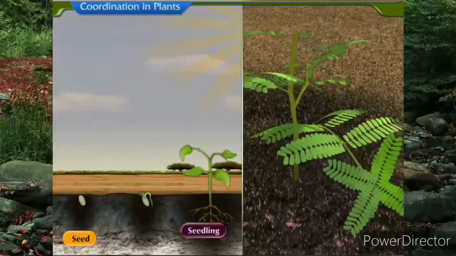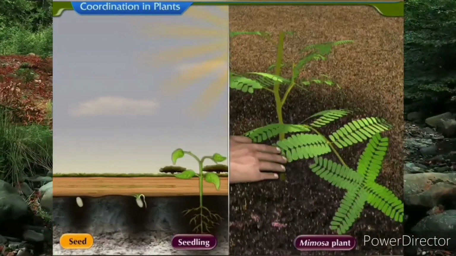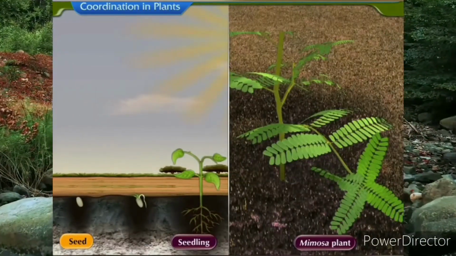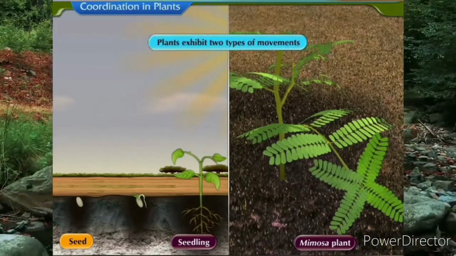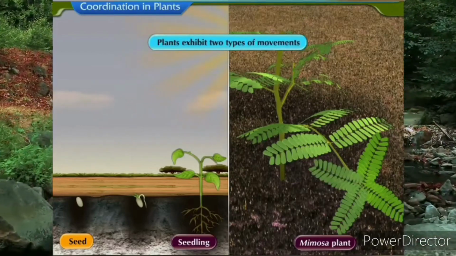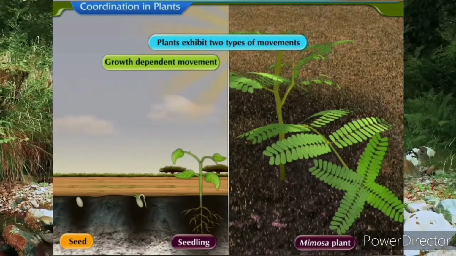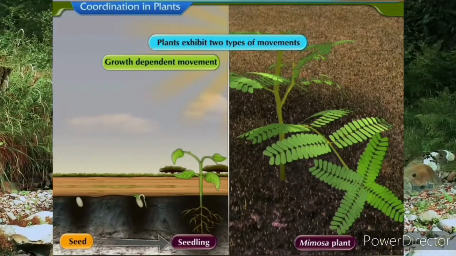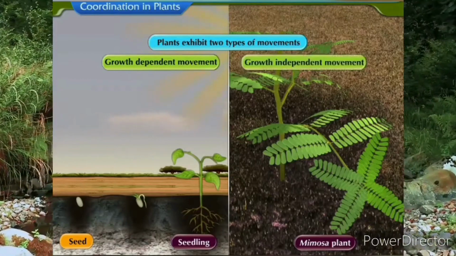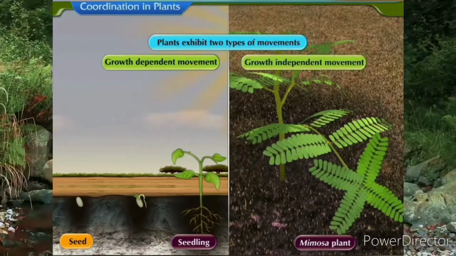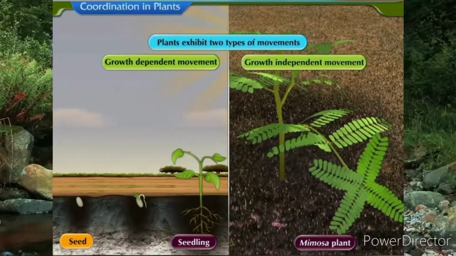Thus, if we consider the examples of mimosa plant and the seedling, we can conclude that the plants exhibit two types of movements. One movement is growth-dependent movement, as shown by the seed growing into a seedling. The other type is growth-independent movement, as shown by the leaves of the mimosa plant.